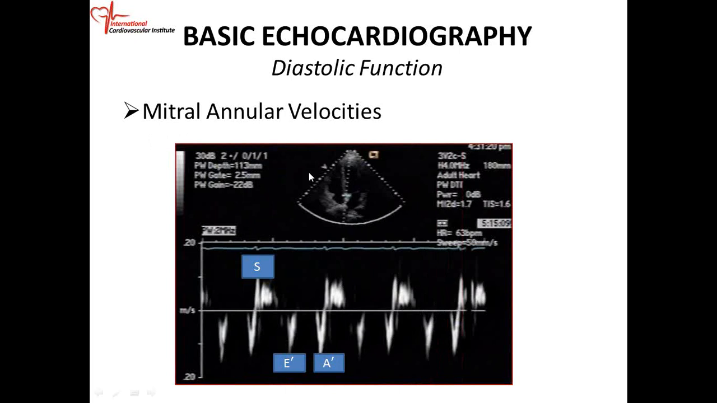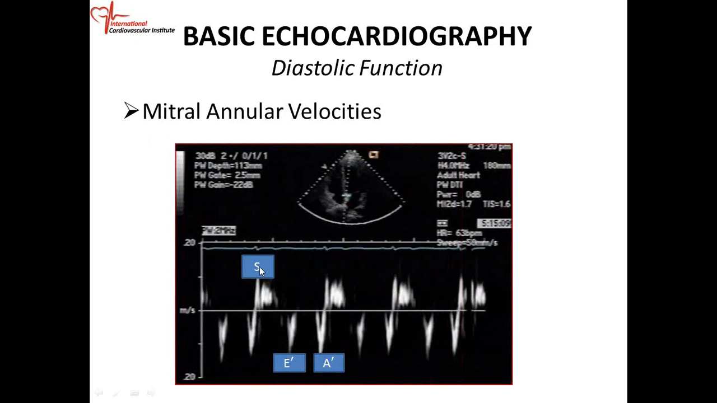So when you press your pulse wave Doppler, your mitral annular velocities are pulse wave Dopplers, but they measure velocity in centimeters per second, whereas when you do your mitral inflow, it's usually on the order of meters per second, whereas the mitral annular velocities are usually centimeters per second. Much slower. So the tissue moves much slower than the blood.